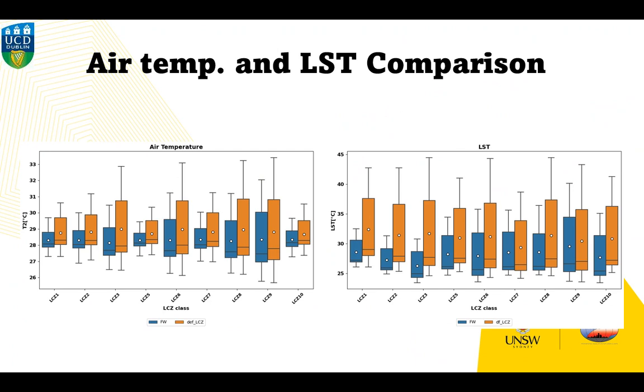This is just the overall variation of the pattern, and here generally we can see that the brown box plot is the default, and our fieldwork is the blue. For the air temperature and then the land surface temperature, we see that for all the local climate zones, our fieldwork is lower than the generic local climate zone scheme.